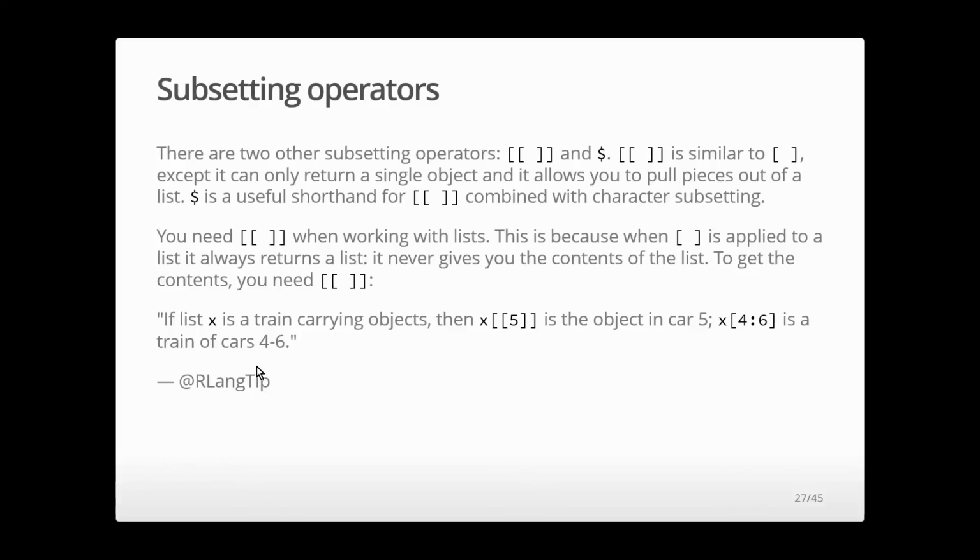So this is a good analogy, okay? If you think of a list, you've got a list of x, and you think of the different list elements as train cars, okay? Then double bracket 5 will refer to the object that's in train car 5. Whereas single bracket 5, or single bracket 4 through 6, will return the cars 4, 5, and 6, okay? Or single bracket 5 will return the box 5, okay, and the stuff inside. So if you just want the stuff inside, you've got to use double bracket.